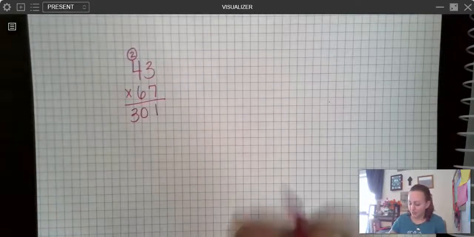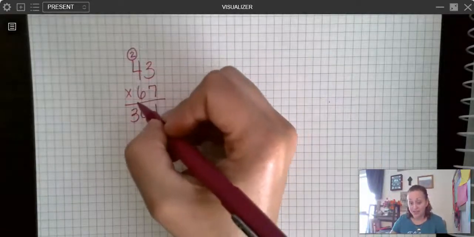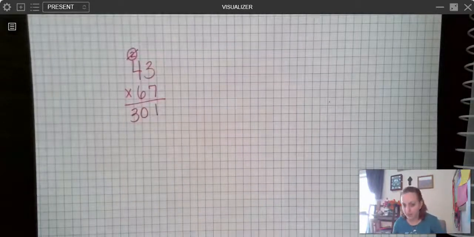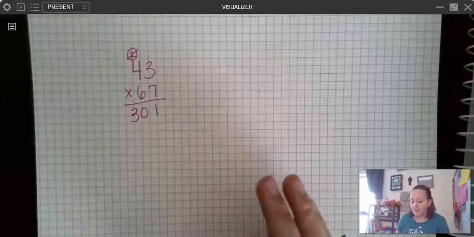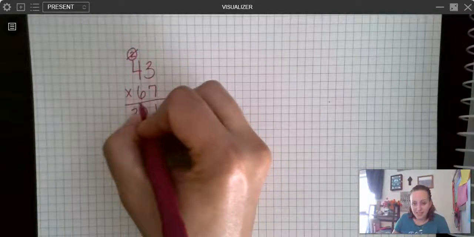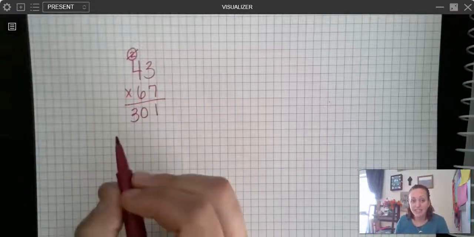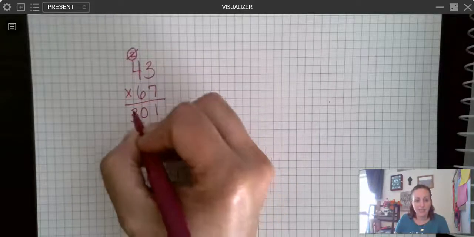So what we have to do now is we have to multiply that 6. So we're going to cross off what I regrouped from the first round because I don't want to get confused. And we have to remember that my 6 is in the tens place. So that 6 actually stands for 60. We're doing 60 times 3 and 60 times 4.